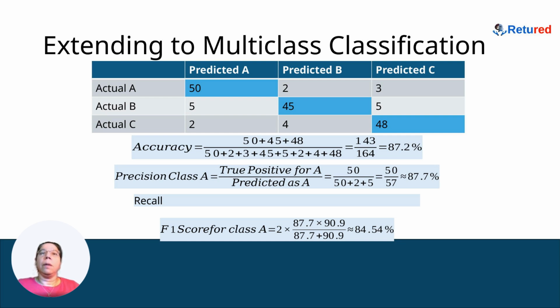For precision, recall, and F1 score, you calculate these metrics for each class individually. For example, for class A, precision is similarly about 87.7%. Recall for class A is 90.9%. F1 score for class A is 84.54%. After calculating these for each class, you can average them using either macro averaging, a simple average of the metrics for all classes, or weighted averaging, an average where each class's metric is weighted by its number of true instances.